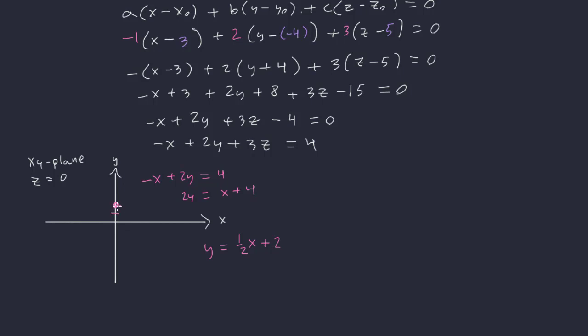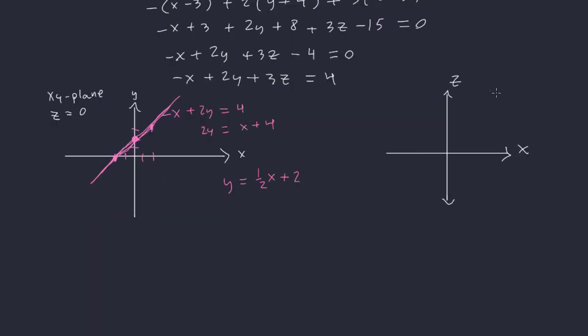So we have a y-intercept of 2, and then rise over run, so as it goes out 2, it goes up 1. Okay, so looks something like this. Alright, so that's what's happening on the xy plane. Alright, so now we're going to look at the xz plane. Okay, so now we're just going to treat z like it's the y-axis for this plane and let y equal 0.